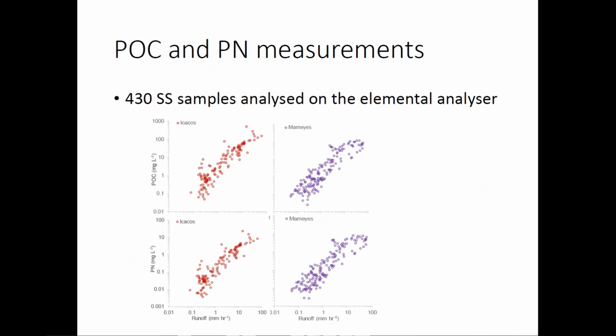Okie doke. Over my time, I was able to analyze just over 400 suspended sediment samples on the elemental analyzer, and these are just the basic results. You can see runoff compared to concentrations of particulate nitrogen, PN, and then the POC. That's just for visual. Okay, next slide.